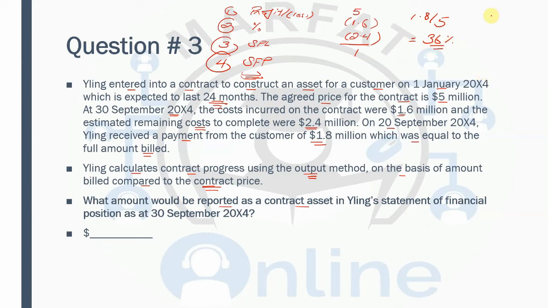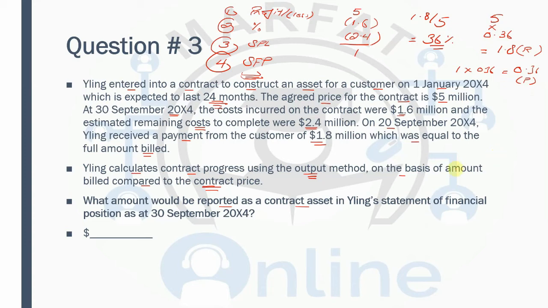Now step number 3. What is the total revenue? 5 million is the total revenue and 36%, 0.36. So 5 multiplied by 0.36 is 1.8, which is the revenue that should be recorded. And the profit is 1 into how much percentage? 0.36. So 1 multiplied by 0.36. So 0.36 is the profit that should be recorded. And the difference between 1.8 and 0.36 will be the cost of sales. That is actually 1.44. All right.